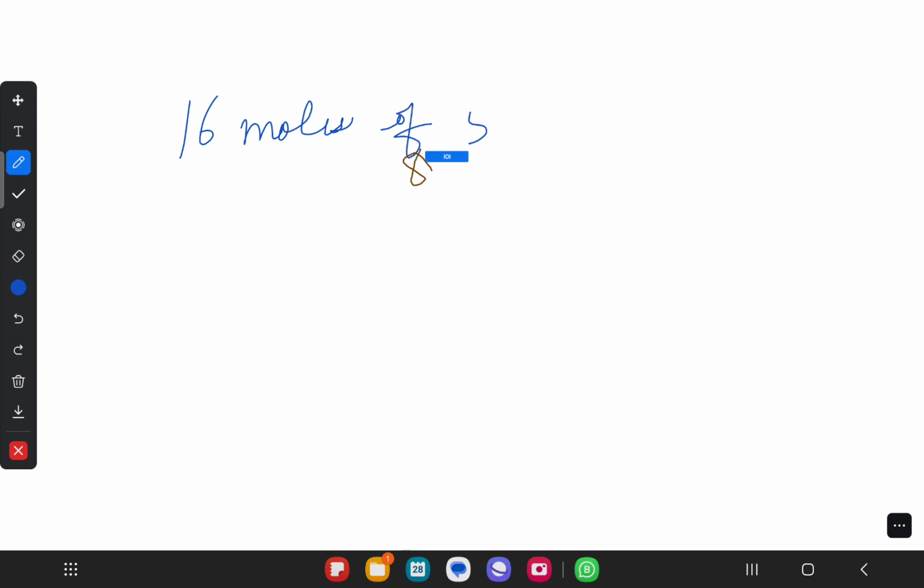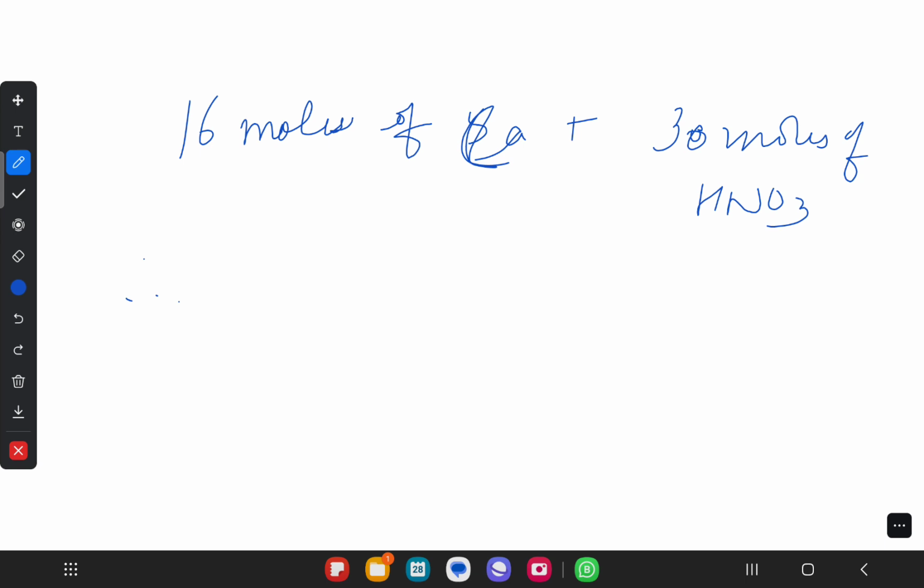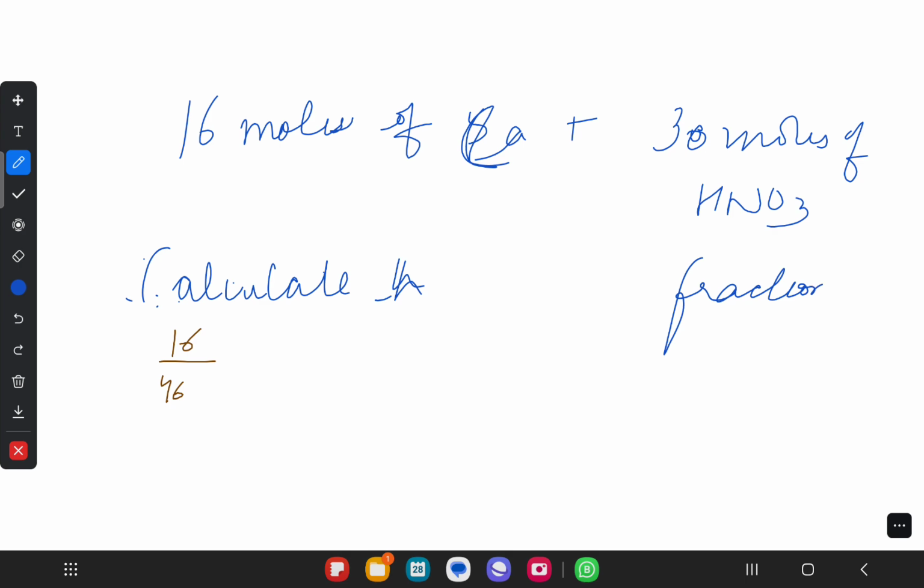16 moles of calcium with 30 moles of HNO3. Calculate the mole fractions. 16 by 46 for the calcium, and 30 by 46 for the HNO3. Okay, good.